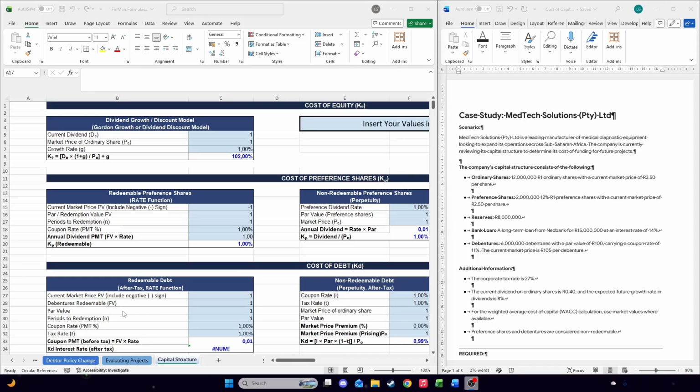So this video will cover capital structure, also known as cost of capital. I will be going through an example with you and show you where to input what values and how to actually calculate WACC. On the right side, you'll see a case study by MedTech Solutions.